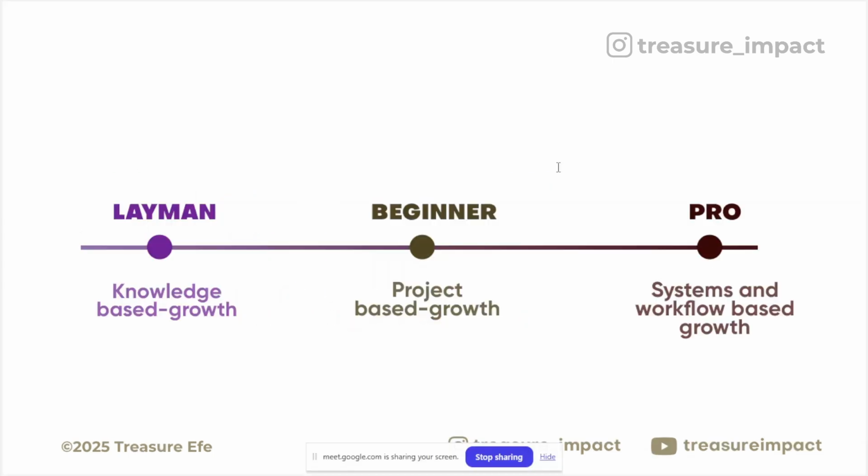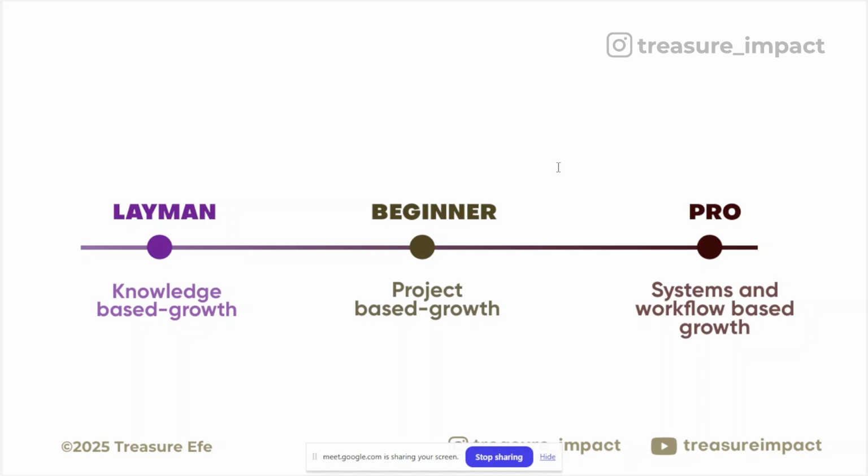Now, depending on your stage of the journey, how you grow is actually different. For a layman, for example, who doesn't know anything about animation, the way that person will grow will be based on knowledge. The more knowledge a layman acquires, the more the layman grows. However, once you become a beginner, which means you are now a practitioner in the software, you are no longer a layman, your growth will not be based on more information. Your growth will now be based on more projects. The more projects you do, the faster you grow as a beginner.